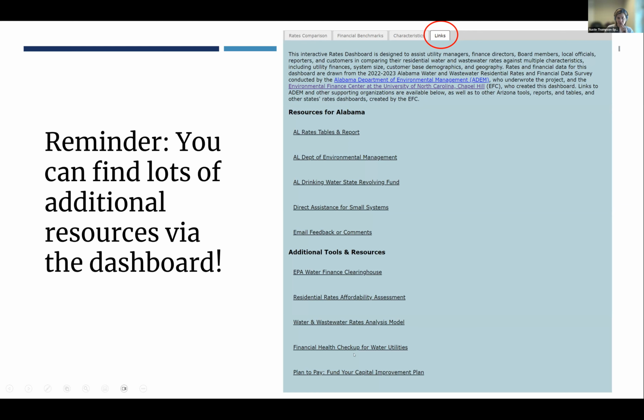So these are some of the resources that I just talked about on the previous slide, but these are also different resources that might be specific to this survey. I would really encourage you, as you're using the dashboard, play around with the different tabs, the different dials, the different comparison groups. Just give it a try.